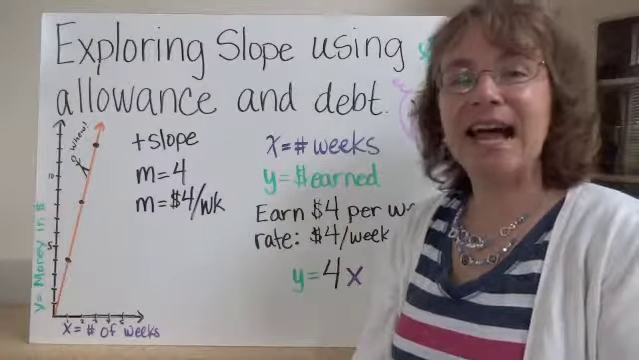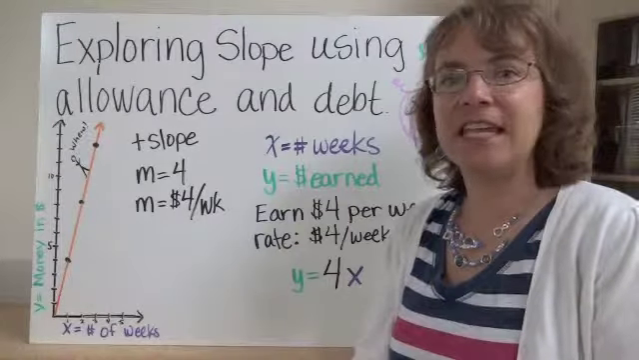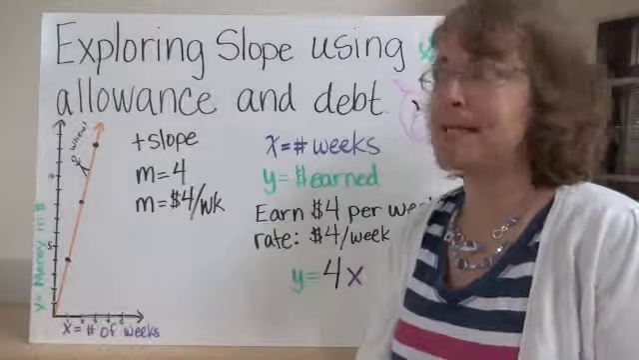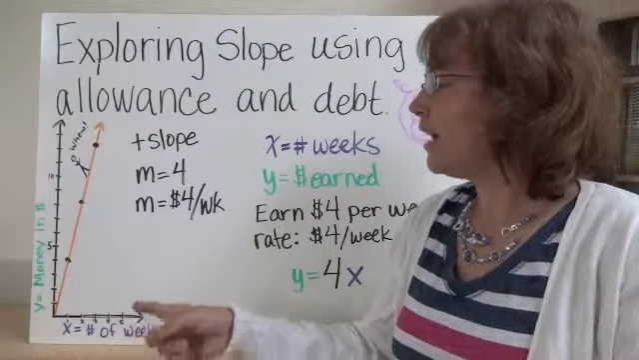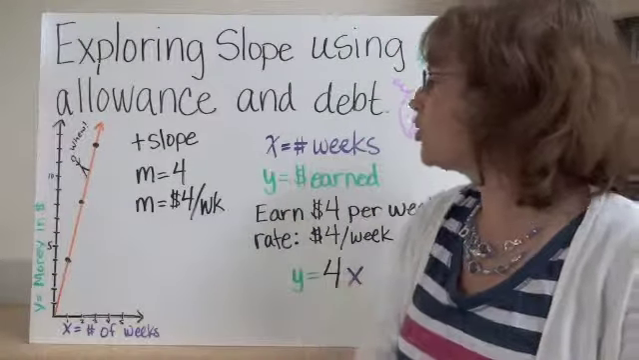Exploring slope using allowance and debt. So let's look at an allowance of a kid who earns $4 a week for taking care of the family bicycle built for four. Maintenance, cleaning, all of that stuff. He can earn half a week's worth, and let's say he makes $4 a week.